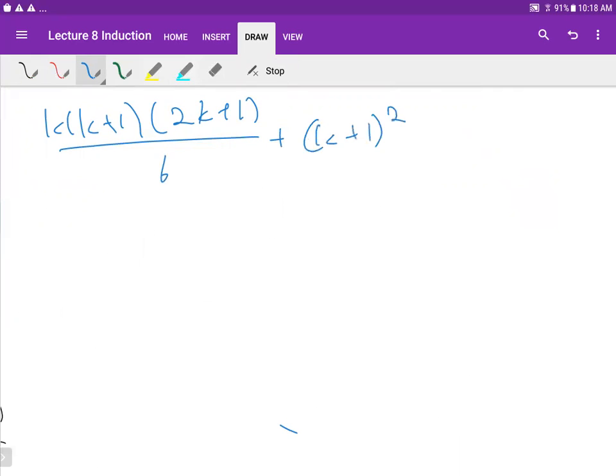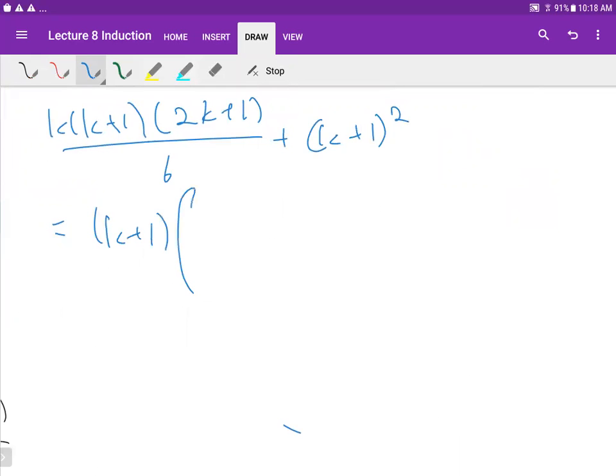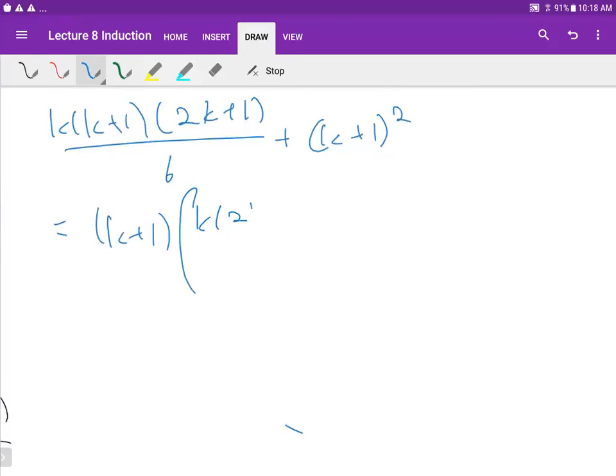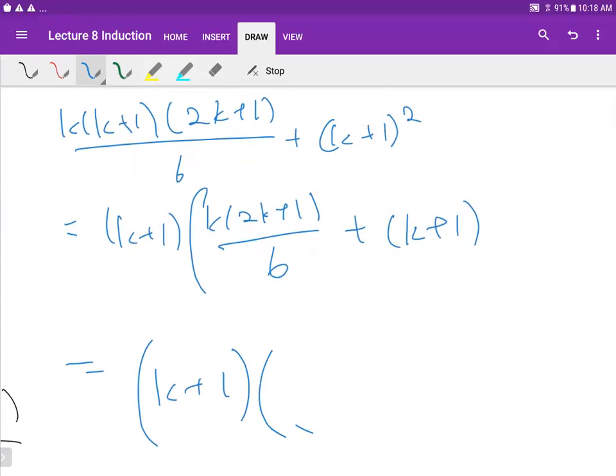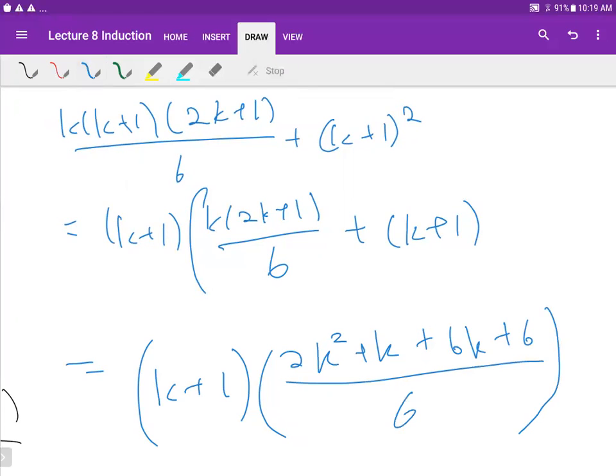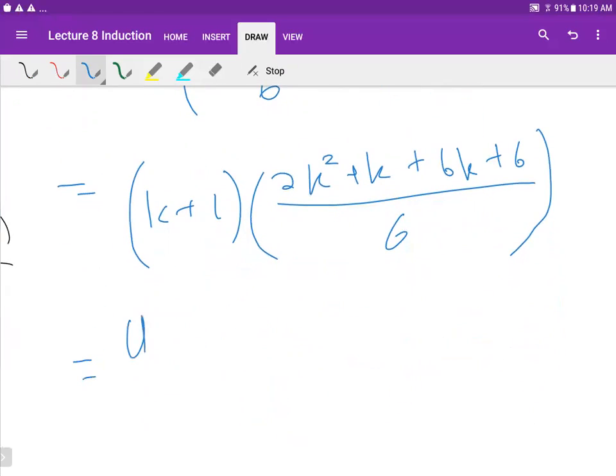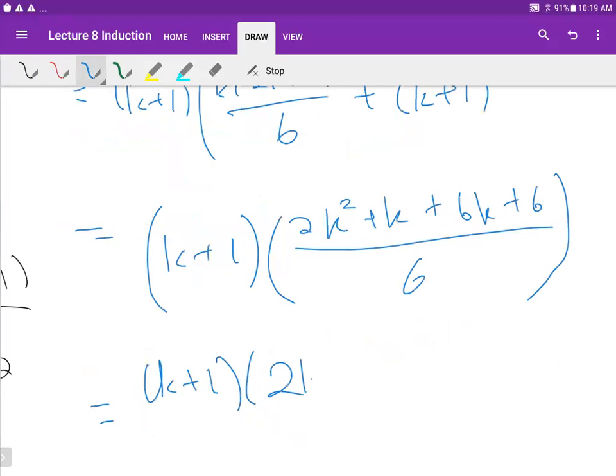On the right-hand side, we have k times k plus 1 times 2k plus 1 all over 6 plus k plus 1 squared. Now we can factor k plus 1 out of this expression to get k plus 1 multiplied by k times 2k plus 1 all over 6 plus k plus 1. From here on out, we can write this as k plus 1 times, expanding the expression, 2k squared plus k, and then plus 6k plus 6 all over 6. And then we can write this as k plus 1 times 2k squared plus 7k plus 6 over 6.